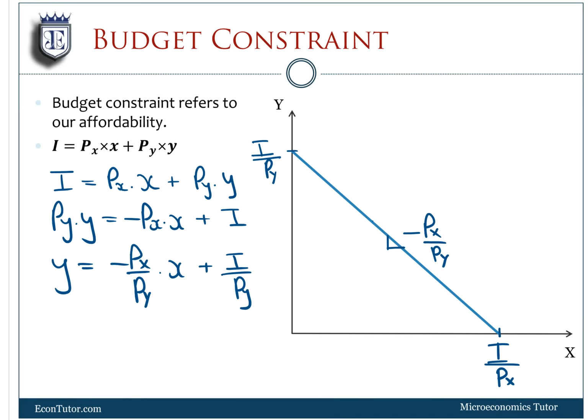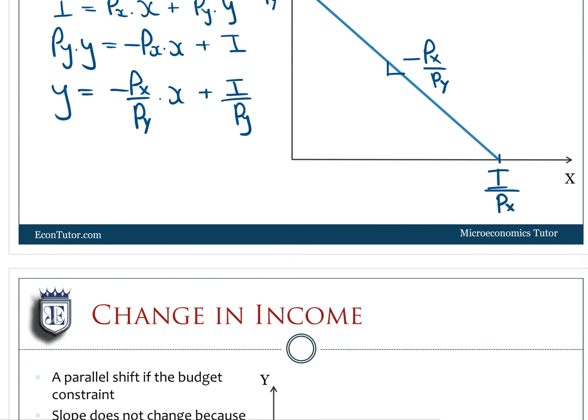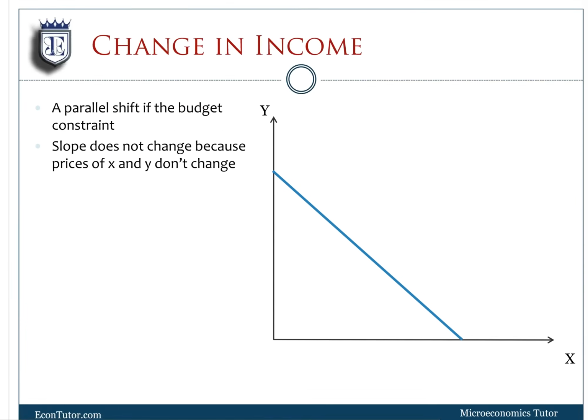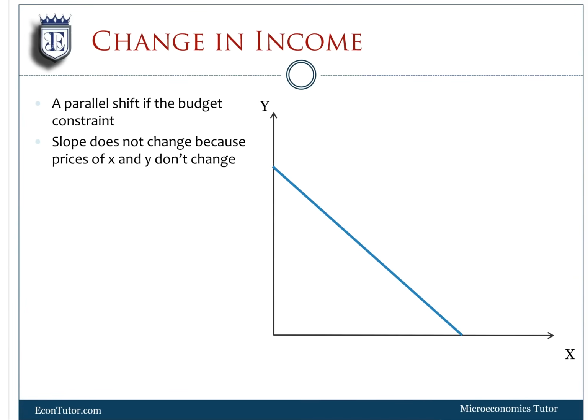Now let's look at some of the movements or shifts or pivots of our budget constraint. Changes in income are very straightforward. So I'll just rewrite this out. Just as a habit, you should always know what the slopes and intercepts are. So this is I over Px, and this is I over Py. Now what if I get I prime, like my income goes up?